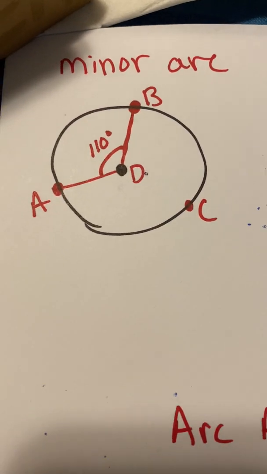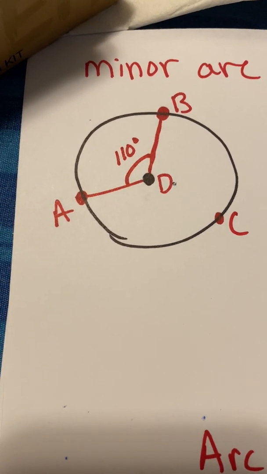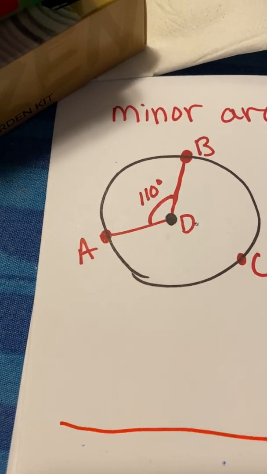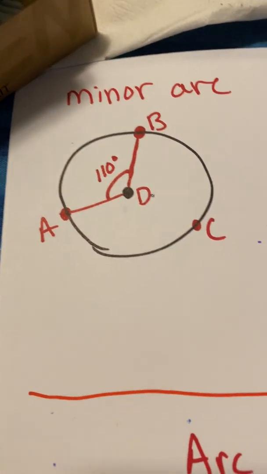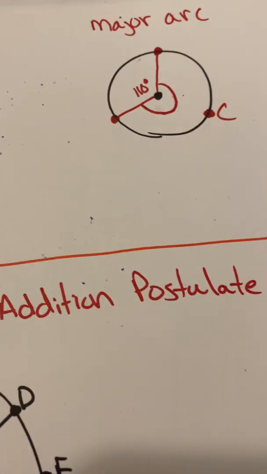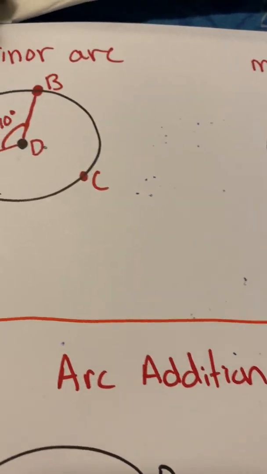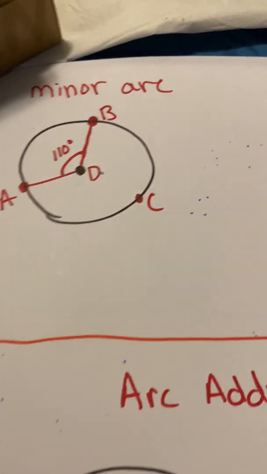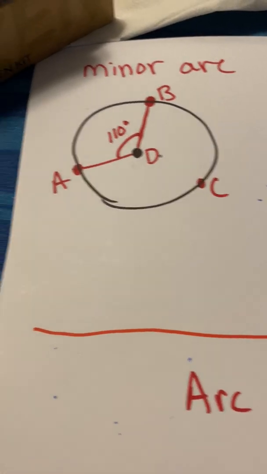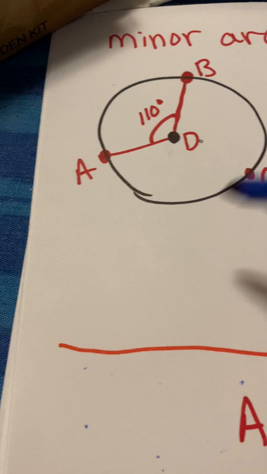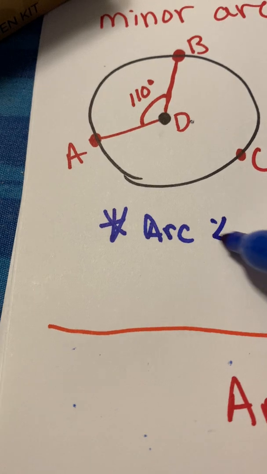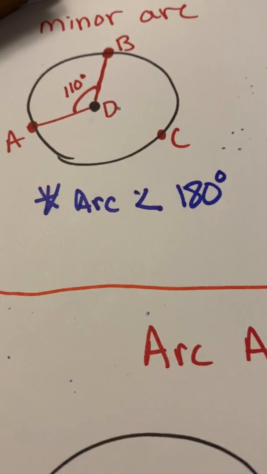So minor arc and major arc are pretty simple to distinguish, because when you think about the names minor and major, we know that minor is going to be small, little. Major is going to be big, huge. So think about those names when you're dealing with these terms. A minor arc is going to be an arc that is less than 180 degrees. So I'm going to put that here. It's going to be an arc less than 180 degrees.